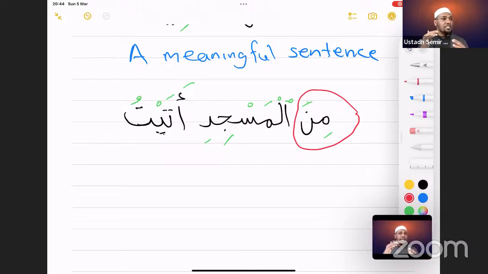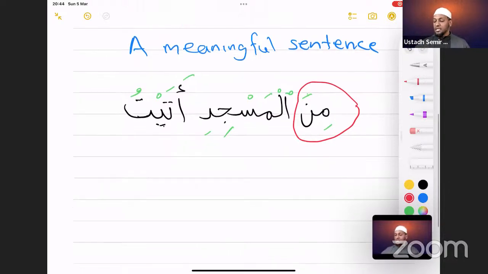So immediately, the minute you are able to categorize the sentence to begin with, what type of sentence it is, immediately you have eliminated so many possibilities, and you've limited yourself to a subset of what is possible. A nominal sentence, for example, doesn't have verb, subject, and object. It has what's called mubtada and khabar, and therefore you will be looking out for mubtada and khabar.